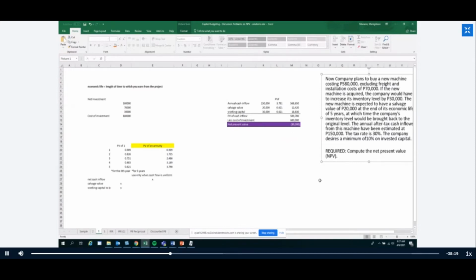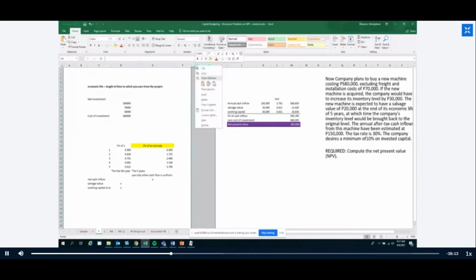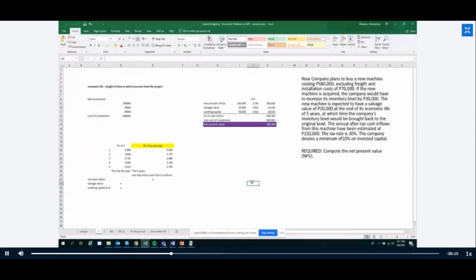O sige, question muna. Kung baka may question lang kayo dito sa pag-calculate ng net present value. Or clear na ba paano yung kailan ginagamit ang present value of one, kailan ginagamit ang present value of an annuity? No questions. Talaga, ha? Sige. In that case, tuloy ako ngayon sa problem number 2.